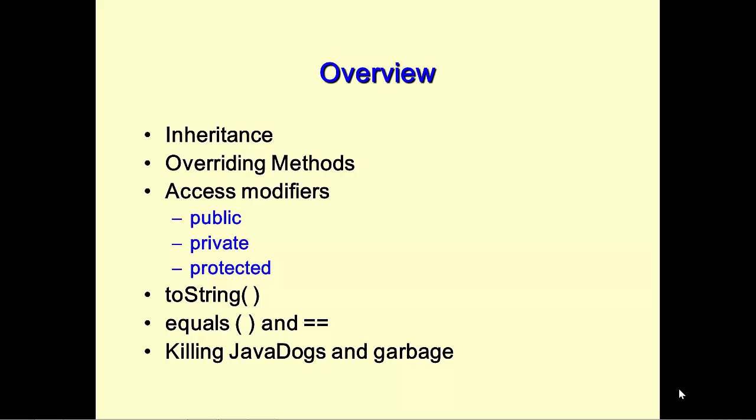public, private, and protected. We'll talk about how to override the toString method that you've inherited, as well as the equals method, and then do a comparison between the equals method and the double equals sign. And then we'll finish off talking about killing Java dogs and the garbage that it creates internally in memory.